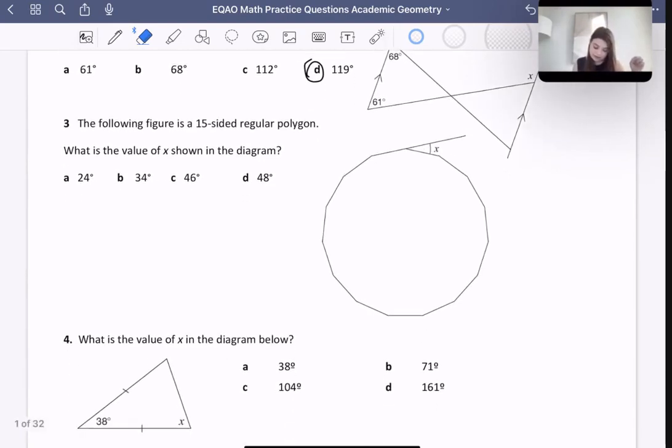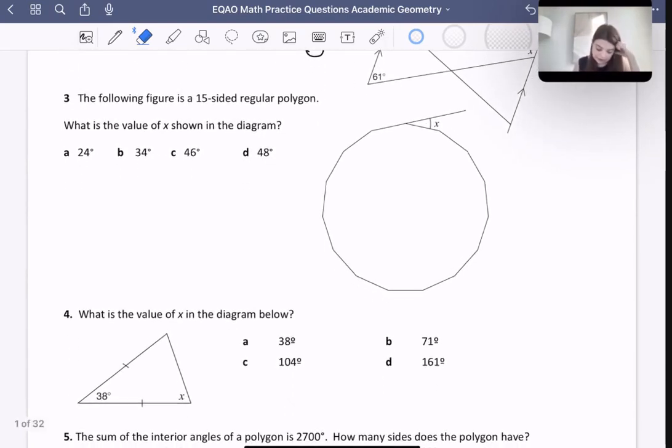So let's move on to number 3. It says, the following figure is a 15-sided regular polygon. What is the value of x shown in the diagram? Okay, so in order to find out what x is, we know that x is supplementary with this angle here.